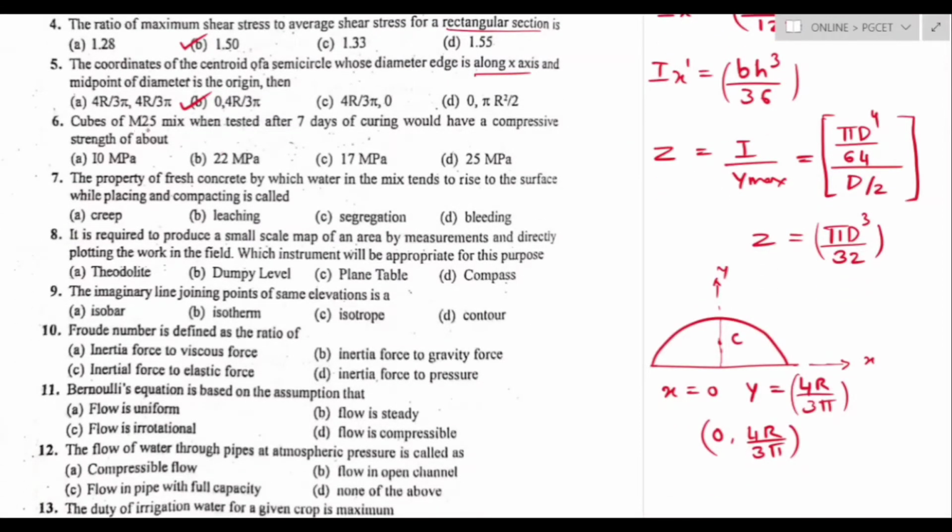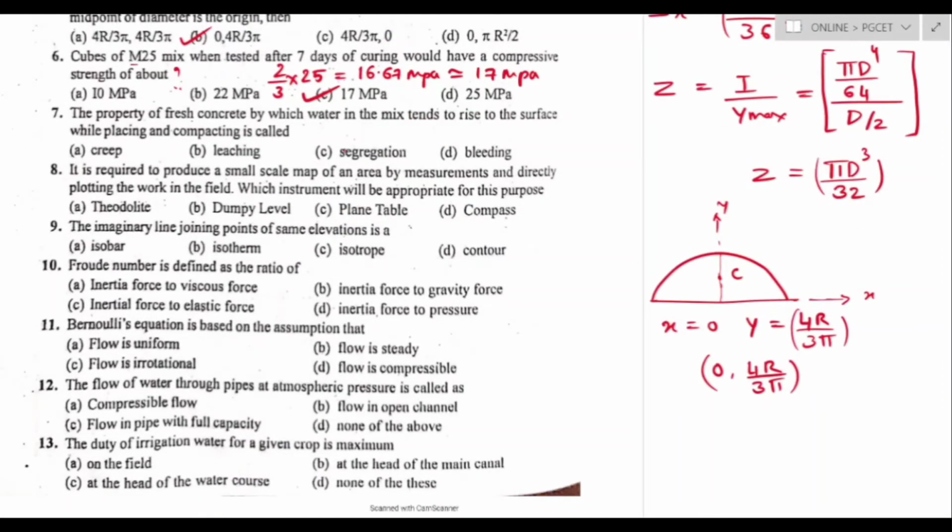Question number 6. Cube of M25 mix when tested after 7 days of curing would have a compressive strength of about. 7 days strength is about 2/3 of the total strength, that is 2/3 of 25. 2/3 of 25 is 16.67 MPa, approximating as 17 MPa. The right answer is option C, that is 17 MPa.